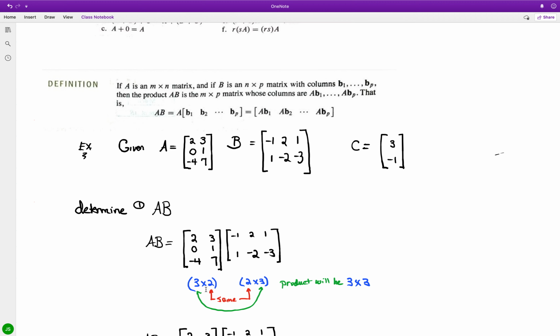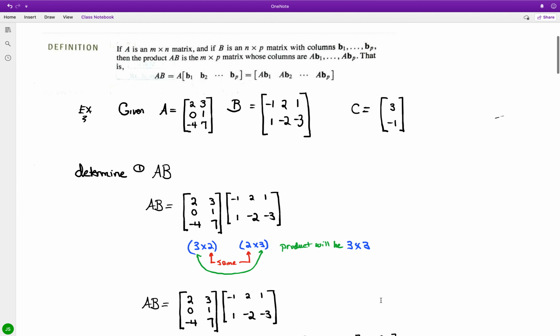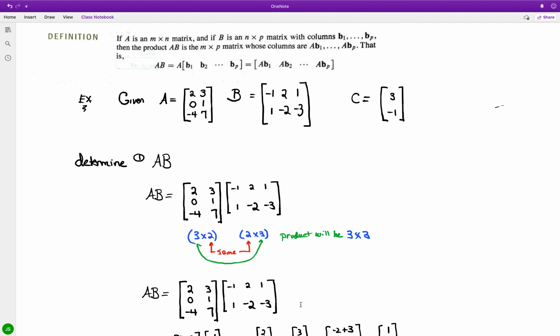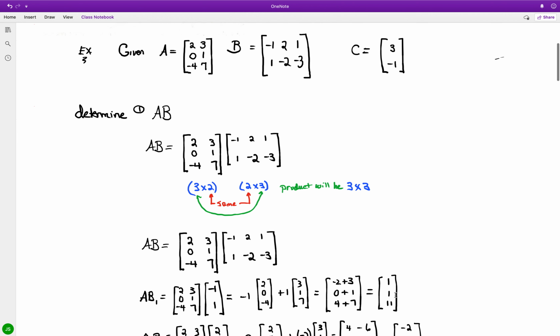Here we have a 3 by 2 multiplying a 2 by 3, so the number of columns in the first matrix and the number of rows in the second are the same. The resulting product will have the number of rows in the first matrix and the number of columns in the second. So we're going to have a 3 by 3 product.